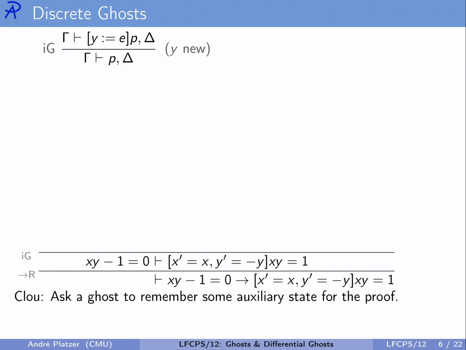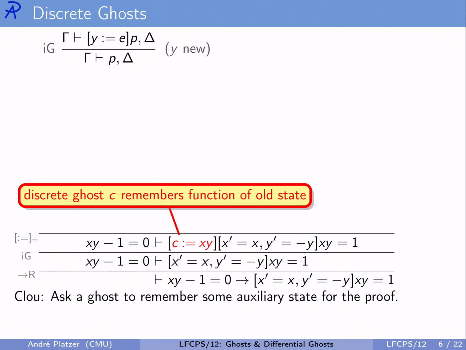For that, of course, back here, we can't talk about x times y from the initial stage because both x and y have already changed their value while we're at the post condition. That's after the ODE, remember? So instead, we'll introduce a discrete ghost to remember what the value of x times y used to be before the ODE. So let's introduce a new discrete ghost that remembers the function of an old state. It will remember what x times y used to be back here before the ODE started.